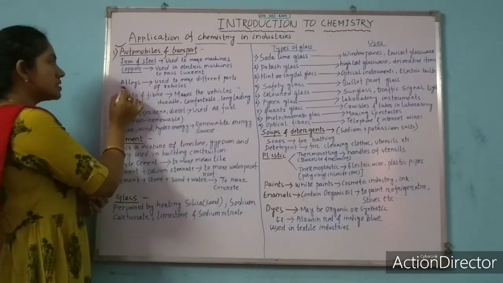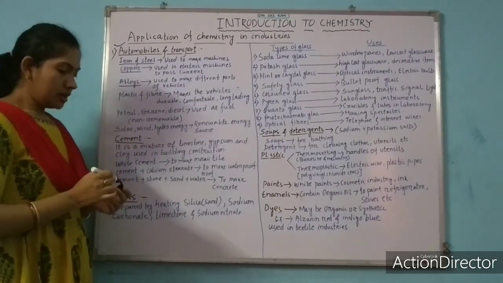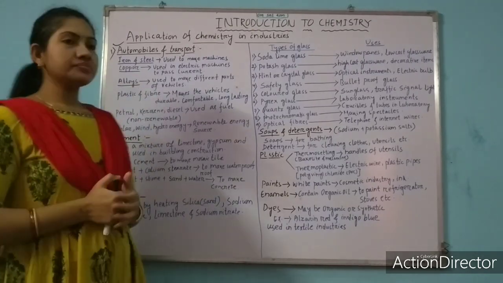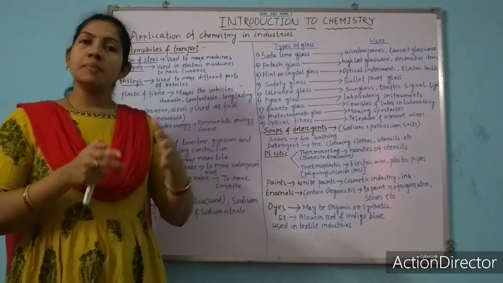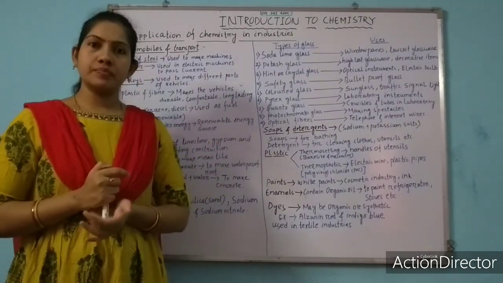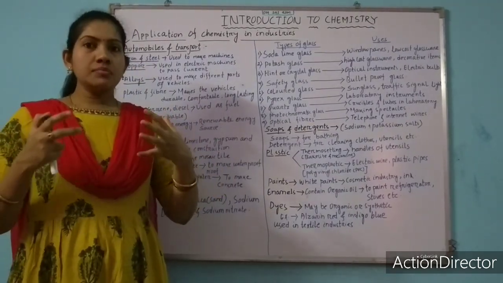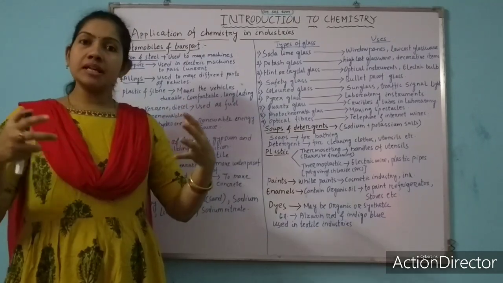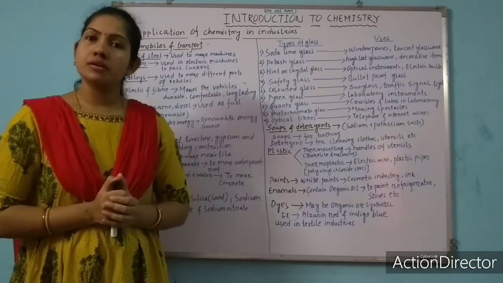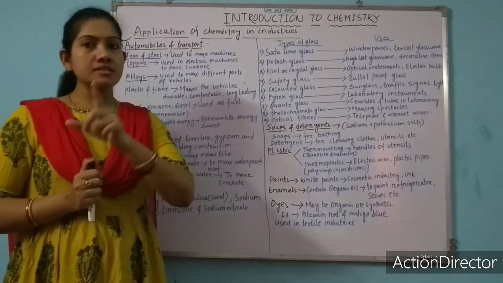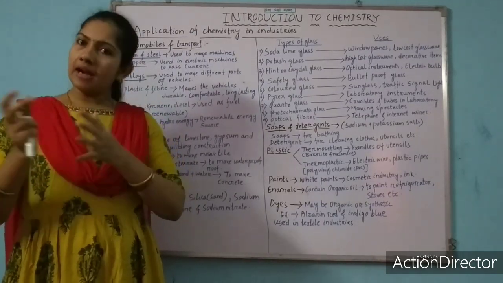The third one is alloys. Let me first tell you what is an alloy. An alloy is a mixture of metals and non-metals. If we mix metals and non-metals in equal proportion, we call it an alloy. So remember, alloy is a mixture of metal and non-metal.